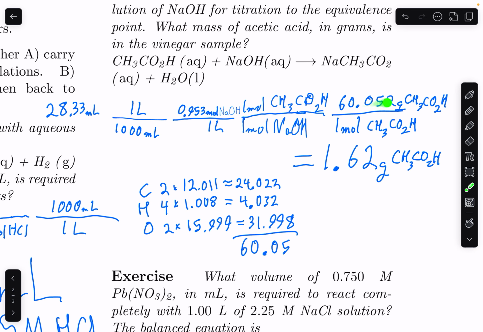Multiply this across. Notice that if you're multiplying along the top, that's multiplication. Anything on the bottom gets divided. And that will give you 1.62 grams of acetic acid.